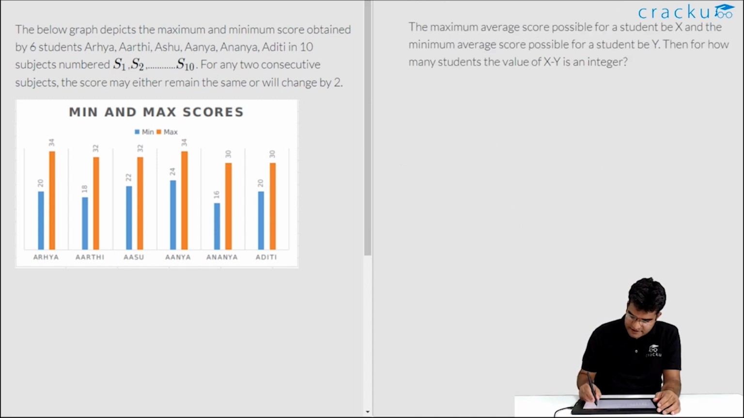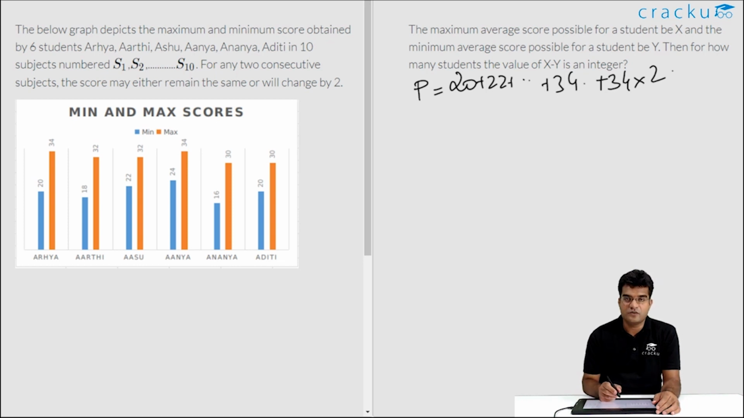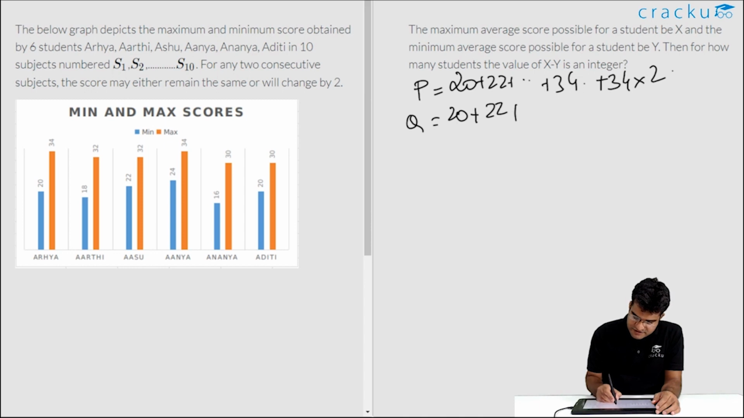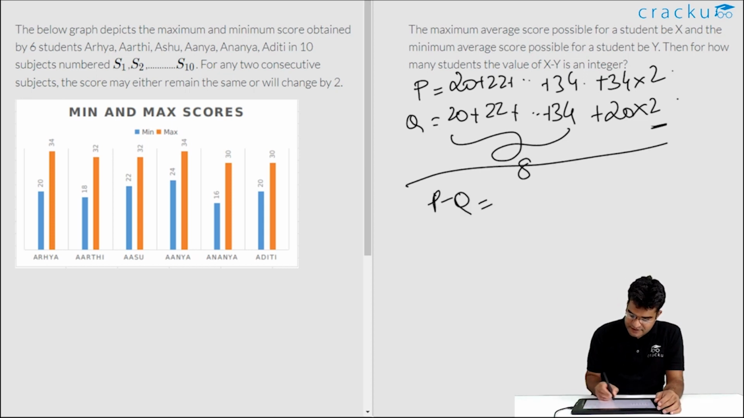So if you are looking at the maximum value for Arya, P is equal to 20 plus 22 plus dot dot dot plus 34. This is common between the 2, and the last 2 will be 34 into 2, where the remaining 2 she spends at the top, and the minimum will be 20 plus 22 plus dot dot dot plus 34 plus 20 into 2. Notice that these are 8 numbers, that is how we are getting the 2 here. So if you are subtracting P minus Q, the answer will be 14 into 2, which is 28.